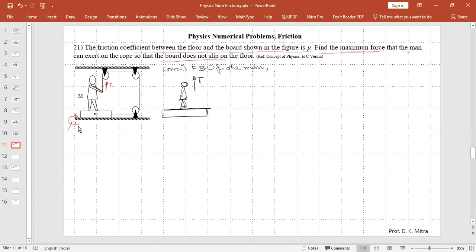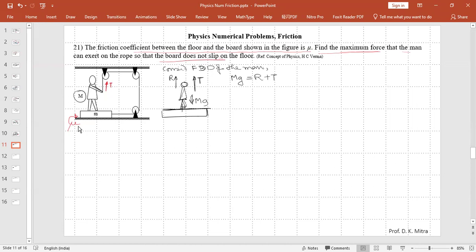There is the mass of the man. The mass of the man is capital M, so the weight is capital Mg. And of course, there is a reaction R applied by the small board. In this case, the downward force is capital Mg. So obviously, capital Mg will be equal to the two upward forces, R plus T. This is one equation. This is easier to understand.